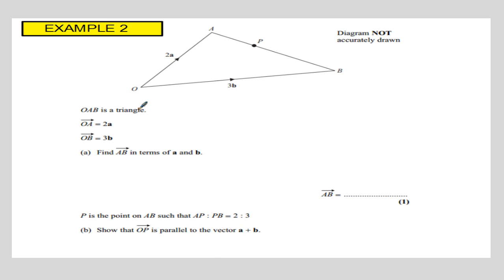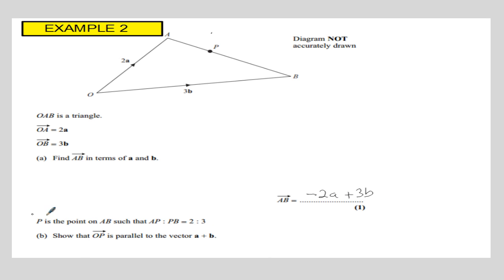So example 2. Same thing again. We've got a triangle OAB. We've got this vector given is 2A. This vector is given as 3B. So we're asked to find AB in terms of A and B. So AB is how do we get from here to here? Well, again, we're going to have to go the opposite direction to 2A, which is minus 2A or negative 2A. And then now we're here, we're going to go along here, which is plus 3B.